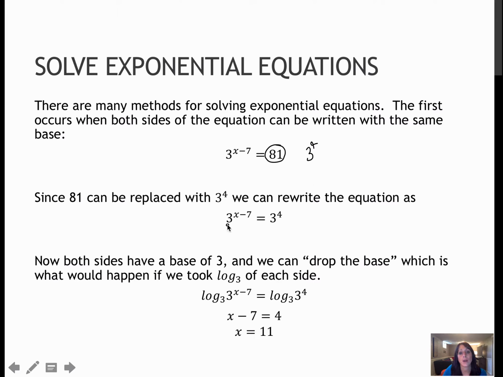Now, if I can write it that way, and notice this is my new equation, 3 to the x minus 7 equals 3 to the 4th, what I can do is drop the base, which means essentially what I'm doing is taking log base 3 of both sides, and the log base 3 of 3 cancels out, and that leaves me with x minus 7 equals 4. Now, do I need to show that step? No, I don't. I can just drop the base and set the exponents equal to each other. x minus 7 equals 4, add 7 to each side to get x equals 11.